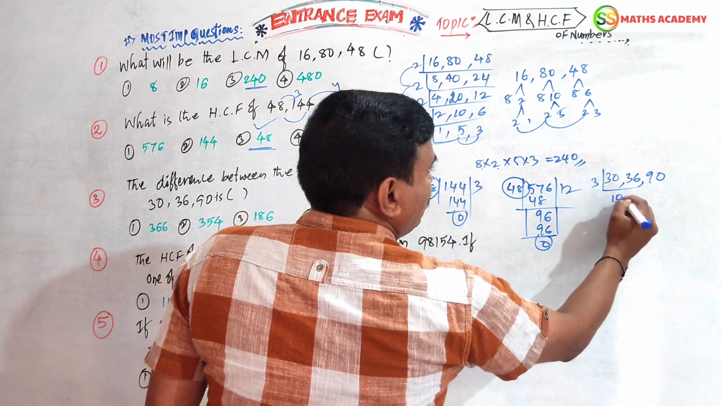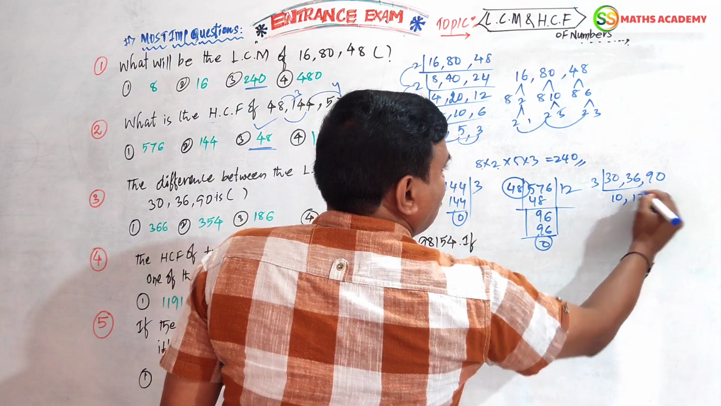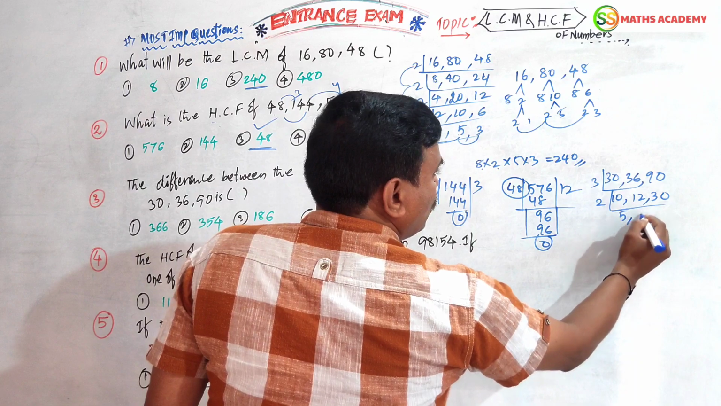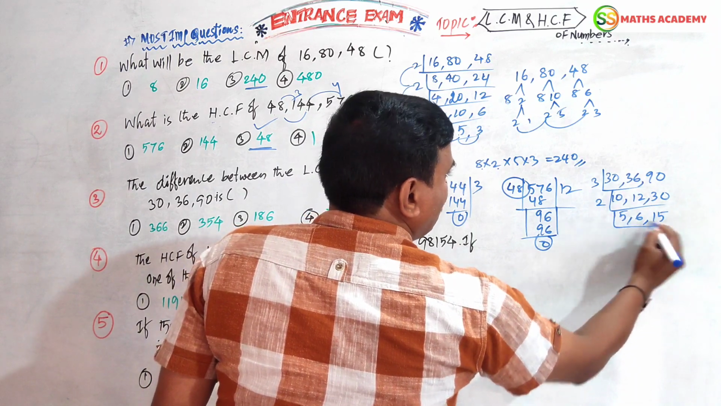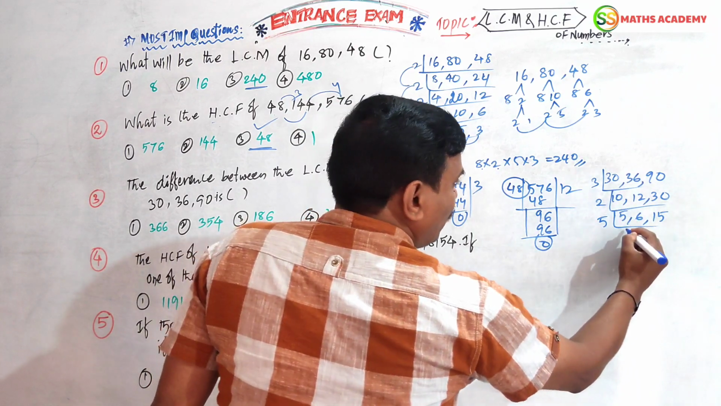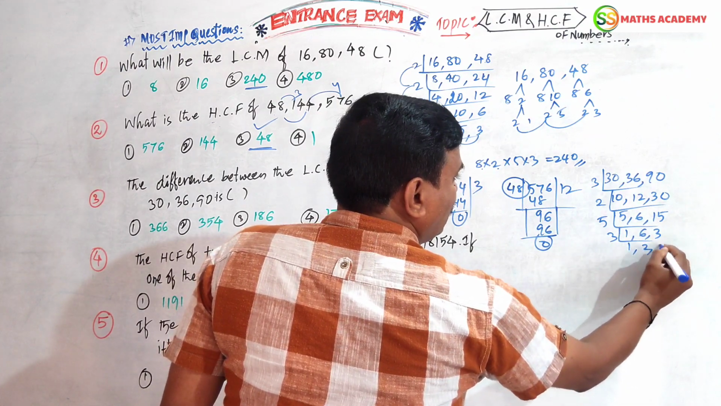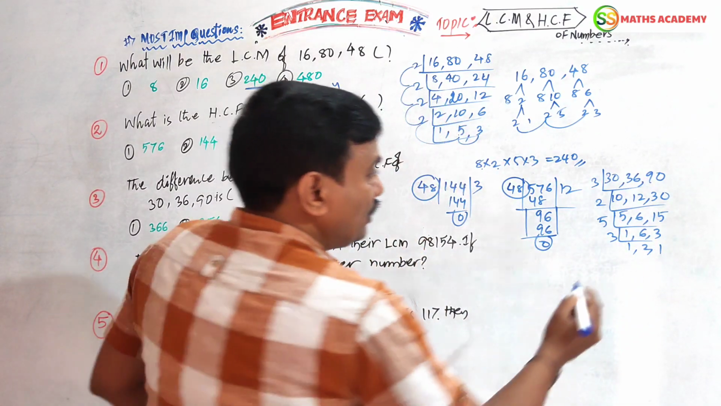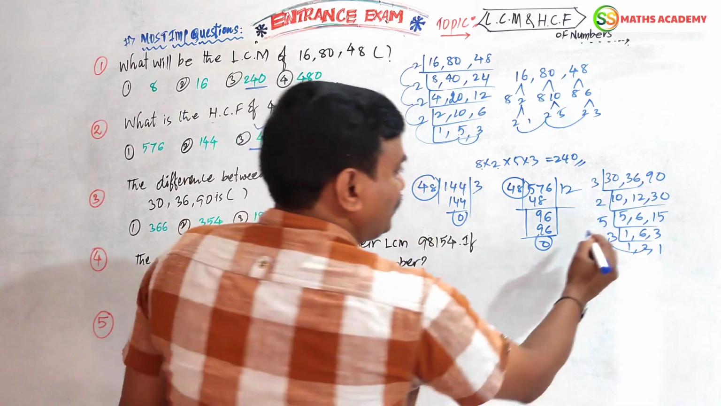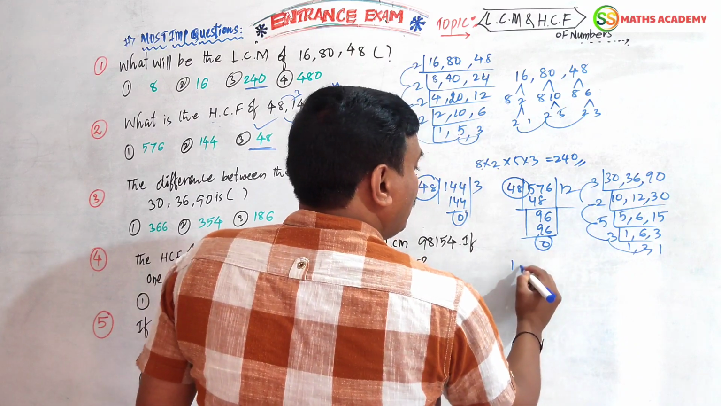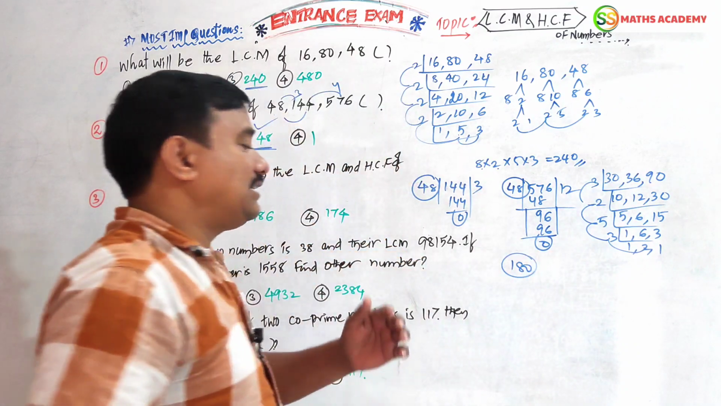Here 3 tens are 30, 3 twelves are 36, 3 thirtys are 90. Here 10, 10, 12 like that. 2 fives are 10, 2 sixes are 12, 2 fifteens are 30. Here the 5 table, because 5 fives will come. 5 ones are 5, 5 threes are 15. Now the 3 table. 3 twos are 6, 3 ones are 3. Finish. 2 into 3 is 6. 6 fives are 30. 30 twos are 60. 60 threes are 180.